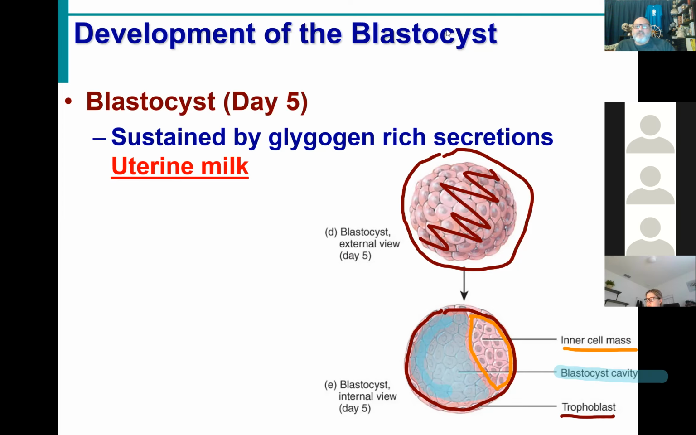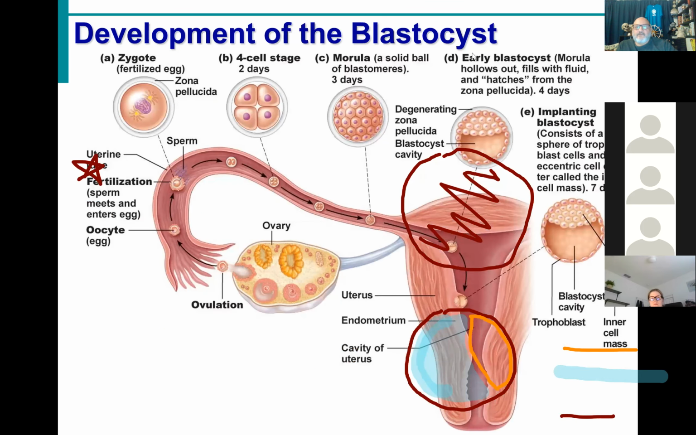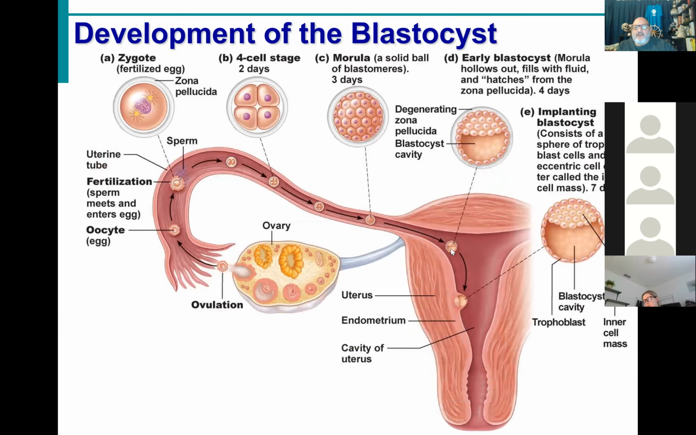Now, remember, as we mentioned, once we get to the uterus, that uterine milk that is being produced is going to help to maintain this blastocyst. And it is at this stage, as a blastocyst in the uterus, that it is finally going to hatch from the zona pellucidum. And that's what's going to happen. Once we get into here, it hatches and then it implants.